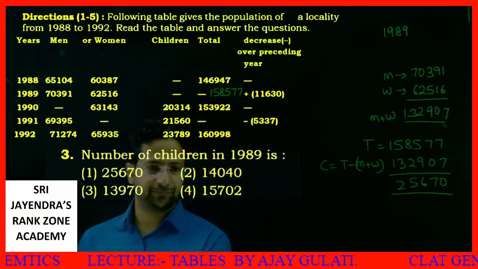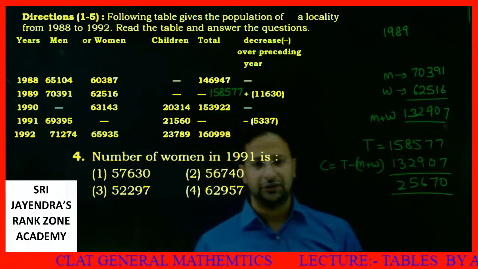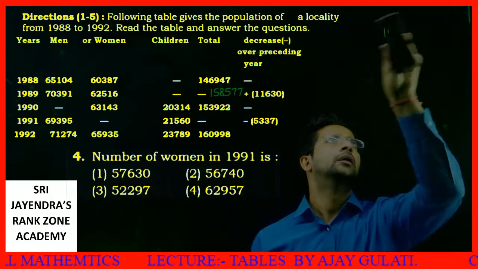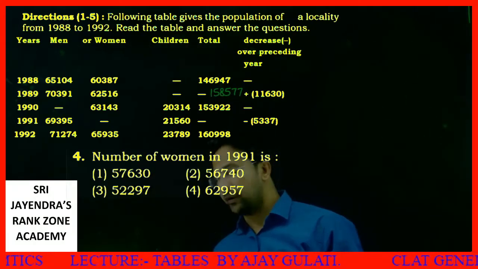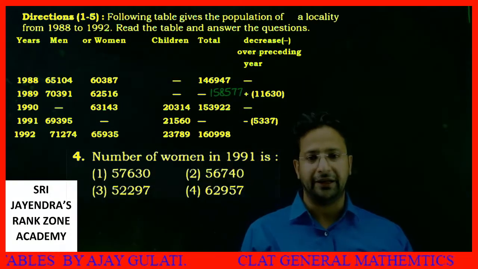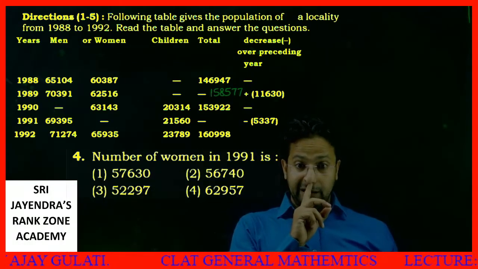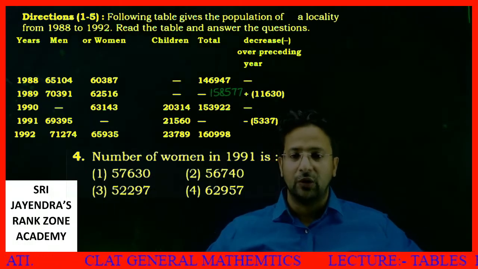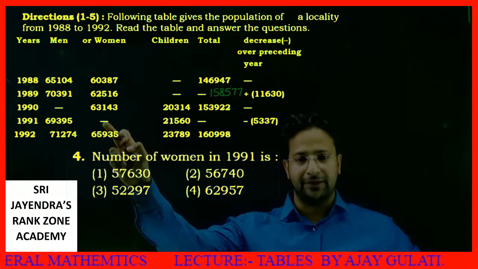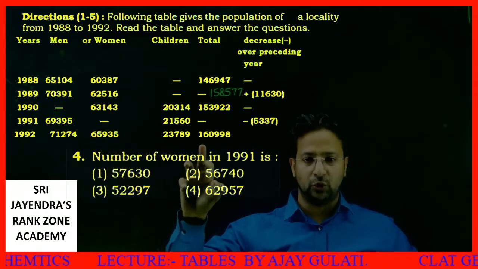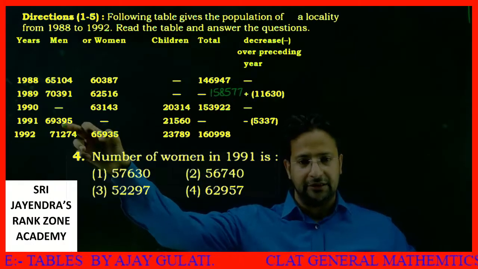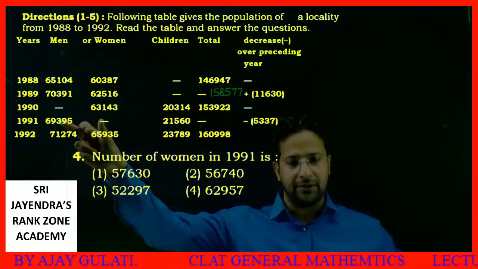Let me rub this first. So this is your next question. The next question is: the number of women in 1991 is. See, first of all, let's find the total population of 1991. We don't have the total population of 1991, so how can we find the number of women? See, number of women is here in 1991. This is the portion, number of women. This is blank. If I know the total population, and from it I subtract this and this, then I'll very easily be able to find this particular thing.